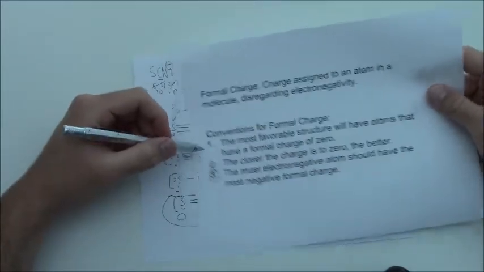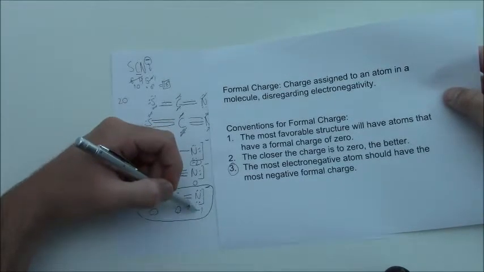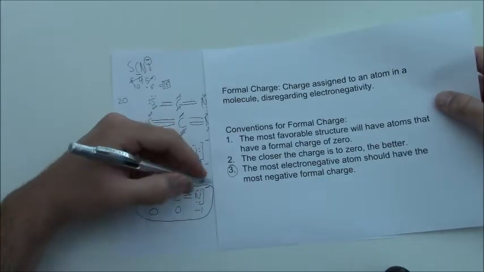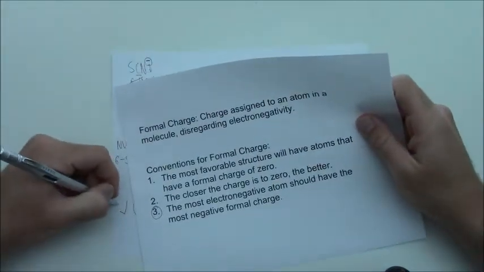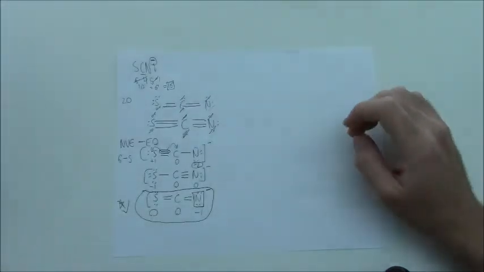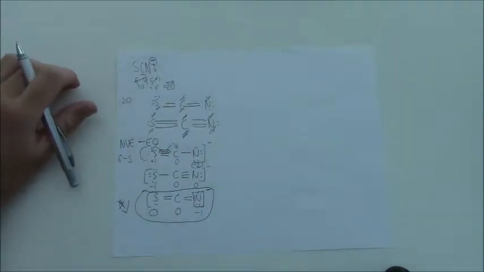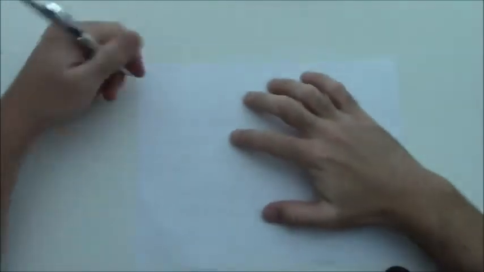The formal charges are almost 0 with the exception of this one negative 1 formal charge on the nitrogen, and the most electronegative atom, in this case the nitrogen, is assigned the most negative formal charge. So this is the most favorable structure for us for the thiocyanate ion. So we're going to talk about another subject very closely related to formal charge, which is resonance structures.